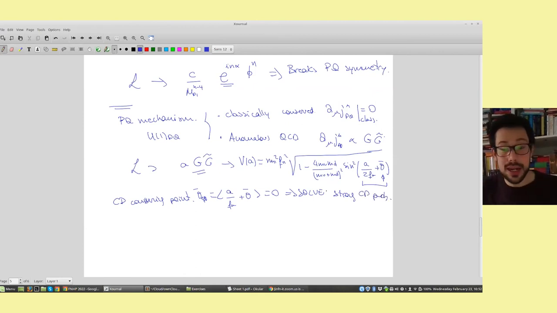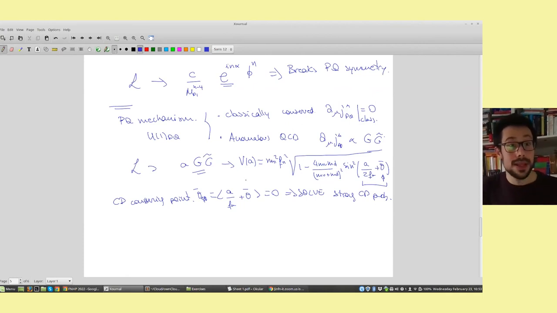Actually, this is more general, right? This is not a property only of this potential, but can be shown in general with the Vafa-Witten theorem. But the conclusion is that the potential that the non-perturbative effects of QCD generate for the axion is such that at the minimum, there will be no CP violation. And this is why the axion solves the strong CP problem.